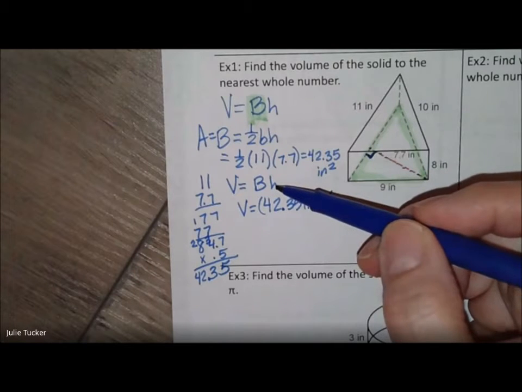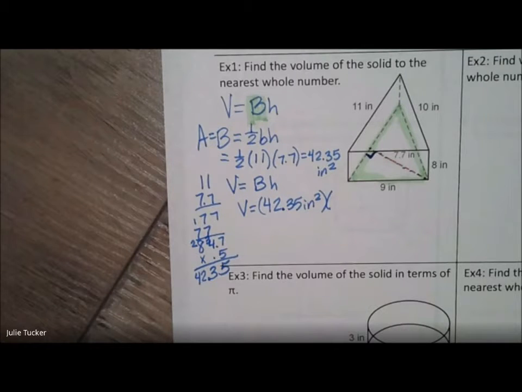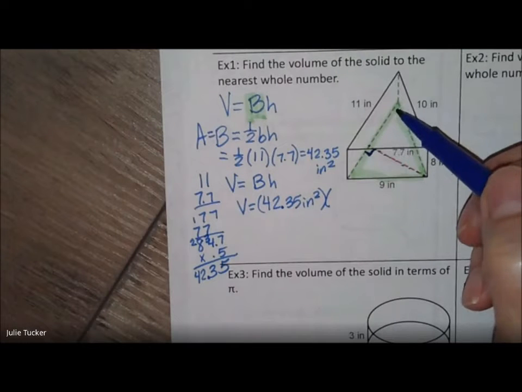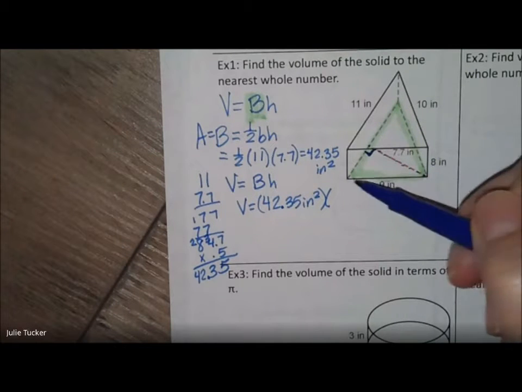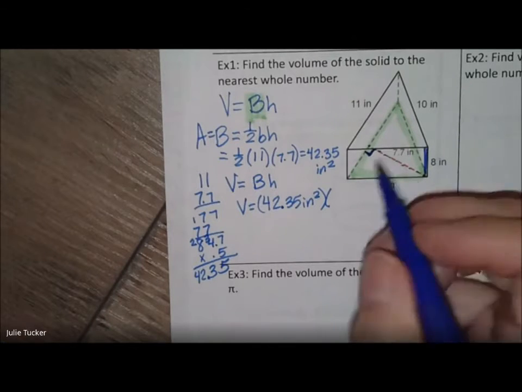Now this height is for the height of the whole solid. So how tall is the solid? 18. Did you say 18? Are you adding the 10 and the 8? Is that what you're doing? No, they just want to know, if it's sitting on this green triangle, how tall is it going to be? So this right here is how tall it's going to be. So it's 8.